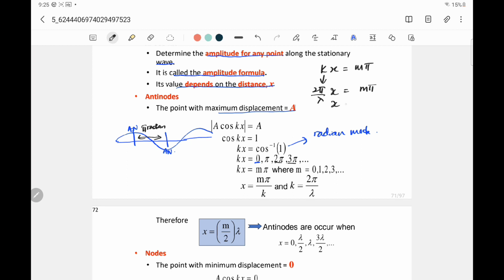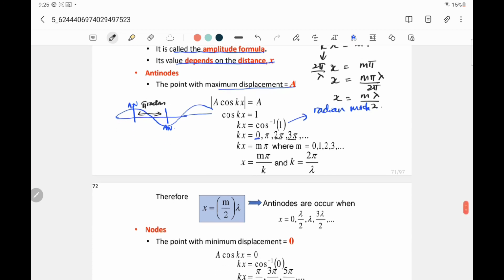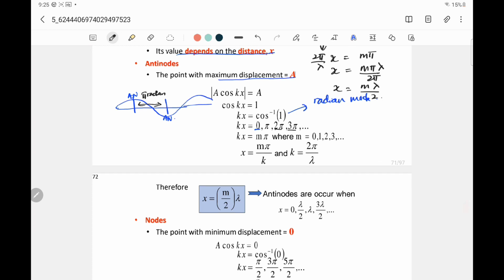So x equal to m pi lambda over 2 pi. So x is equal to m lambda over 2. Okay, so we have here x is equal to m lambda over 2. Alright, so now I will explain again in the exercise given.